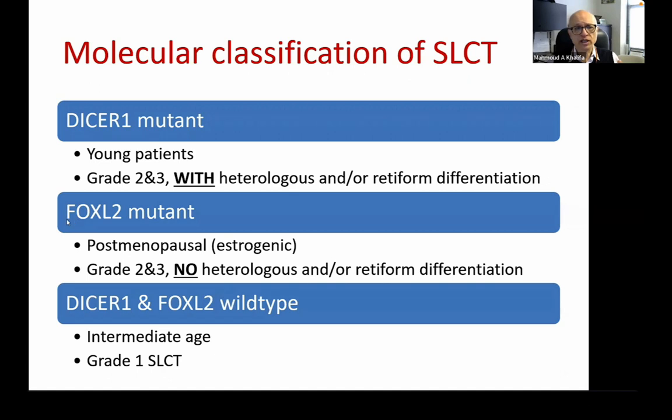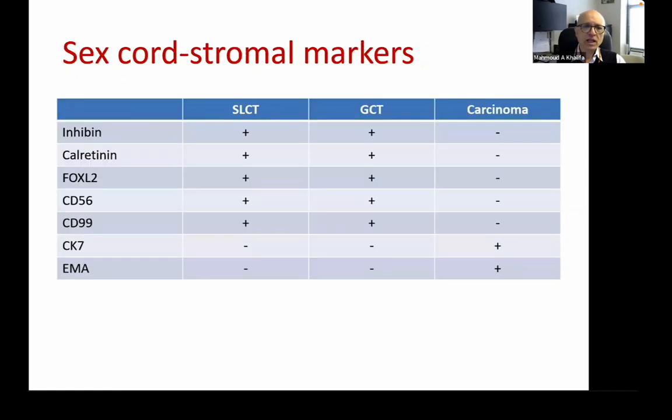The second category is the FOXL2 mutation. This is what you see in postmenopausal tumors, and it is usually estrogenic, but it has no heterologous components. And then probably the one you most commonly see are the ones that are wild type. They have no germline mutations, and they are the intermediate or the grade 1 Sertoli-Leydig tumors, and these are completely normal.